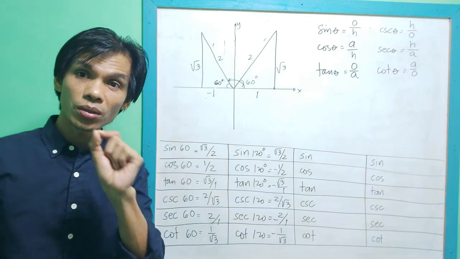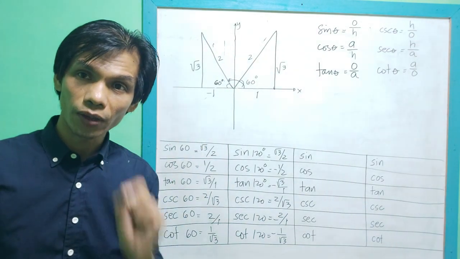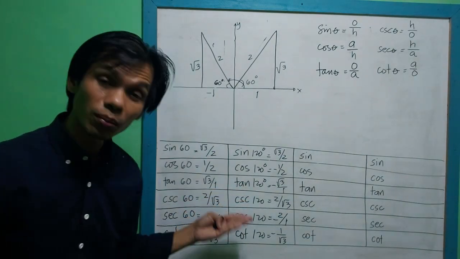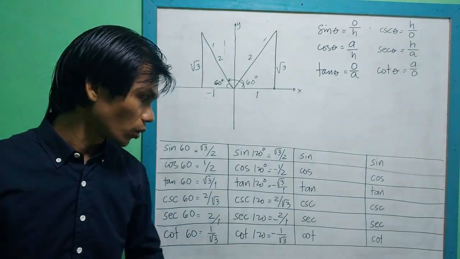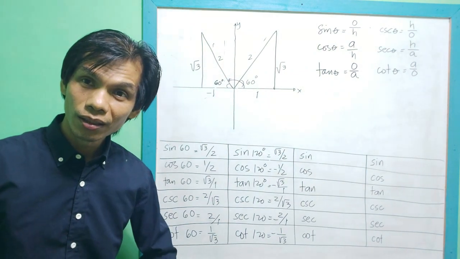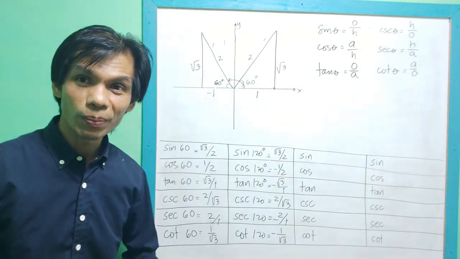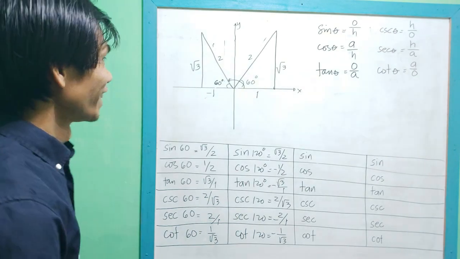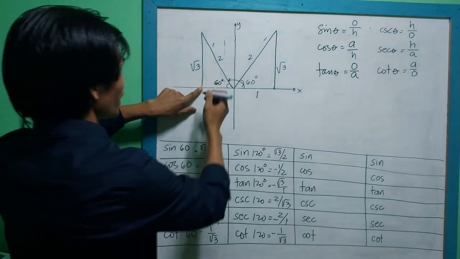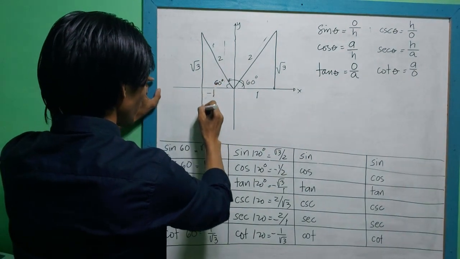Meron ka ng values ng 120. Trigonometric values ng 120 degrees. Kahit wala sa calculator mo, pero kaya mong sagutin yung cosecant, secant, at saka cotangent. Diba? Kapag nagbigay ka ng sagot, mapapa-wow sila. Now, tingnan natin. I-mirror ulit natin dito. Lagay natin dito. Yan.